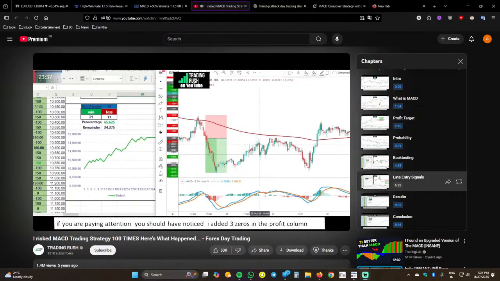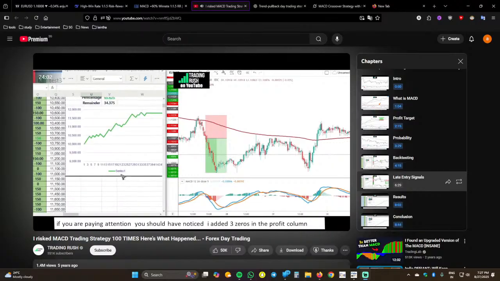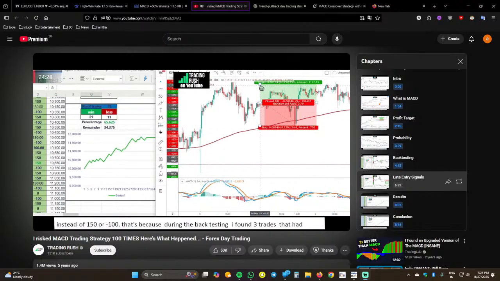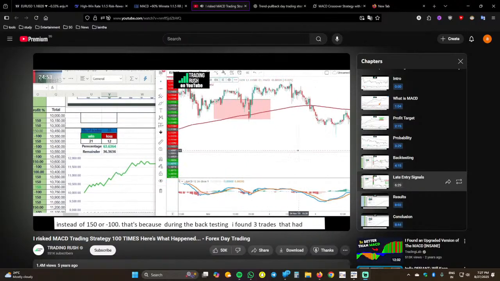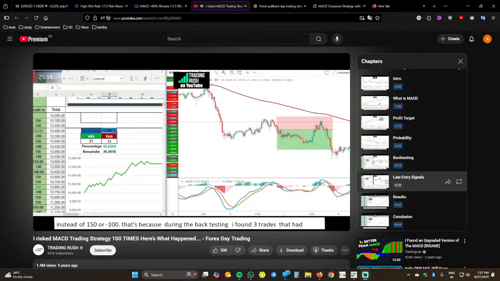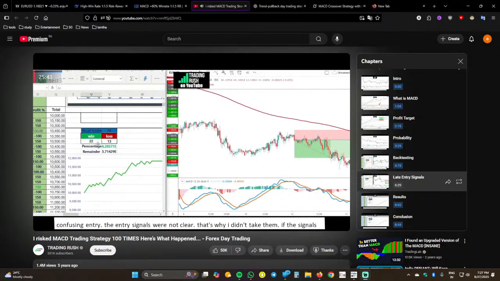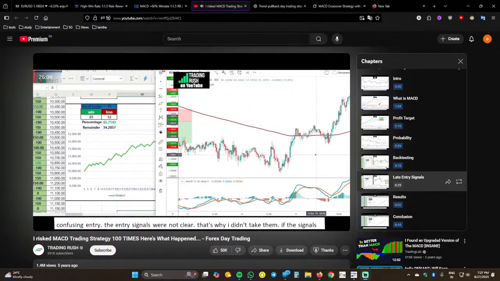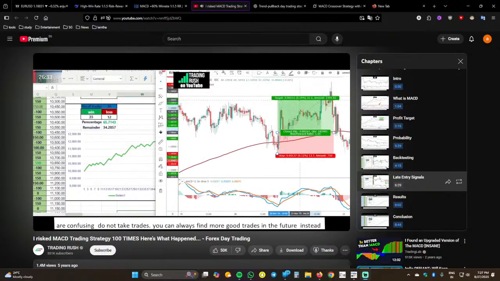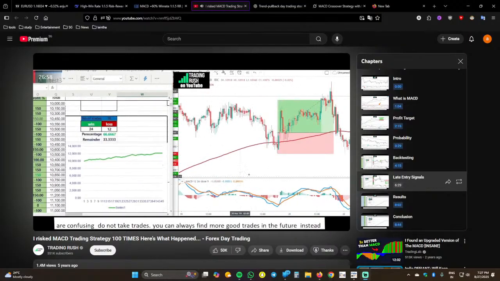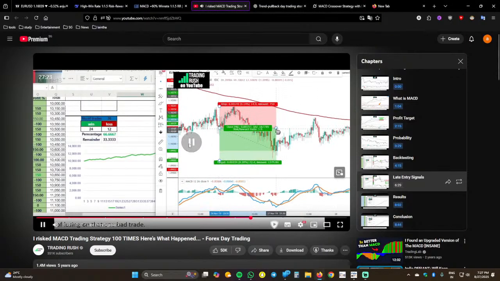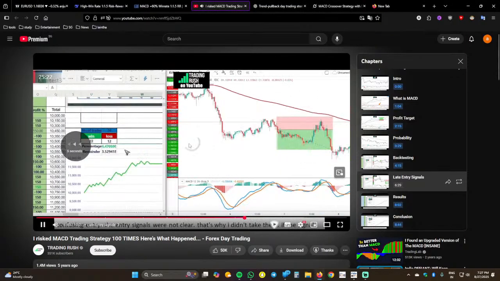If you are paying attention, you should have noticed I added 3 zeros in the profit column, instead of 150 or minus 100. That's because, during the backtesting, I found 3 trades that had confusing entry. The entry signals were not clear, so I didn't take them. If the signals are confusing, do not take trades. You can always find more good trades in the future, instead of losing on that one bad confusing entry.